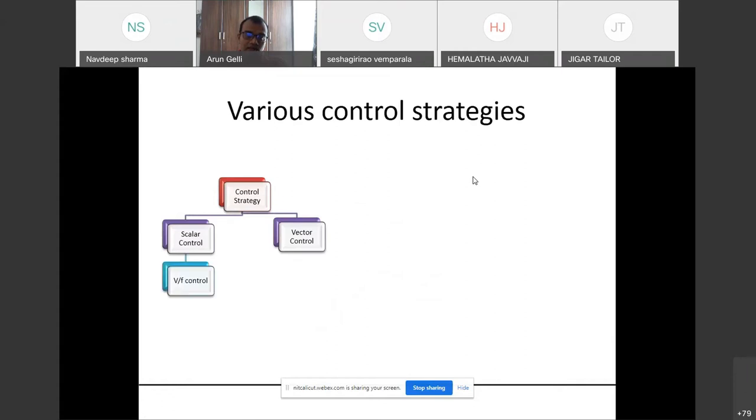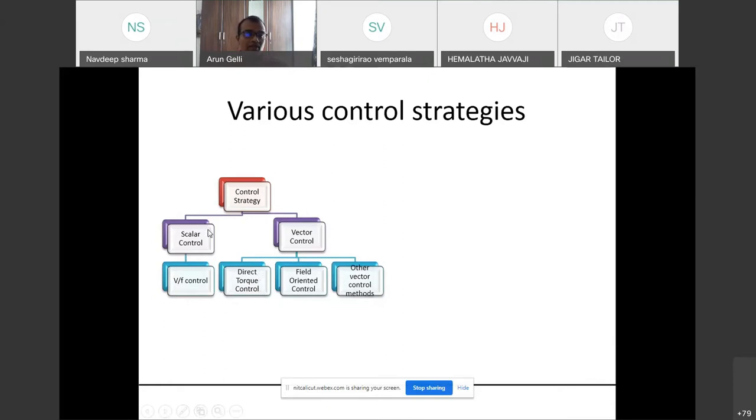Scalar and vector controls. Under scalar control, it is just a regular V/F control, whereas vector control is quite complicated to understand compared to scalar control. There are different vector controls, such as direct torque control, field oriented control, and some other advanced control methods. But industry is majorly looking at field oriented control, which is used in different industries, not just electric vehicles. Some of the appliances and systems are also using direct torque control.